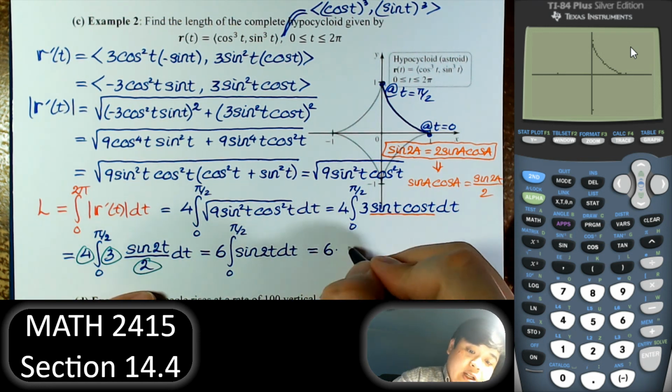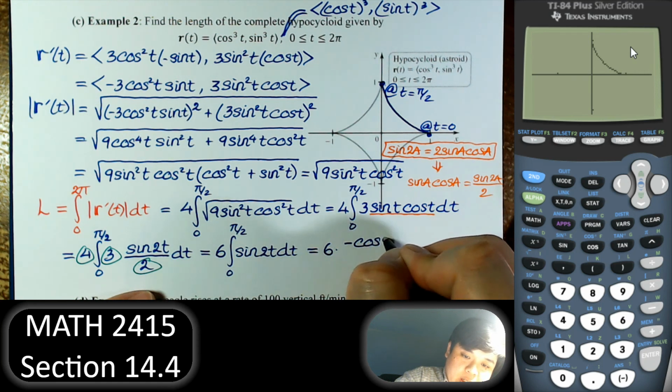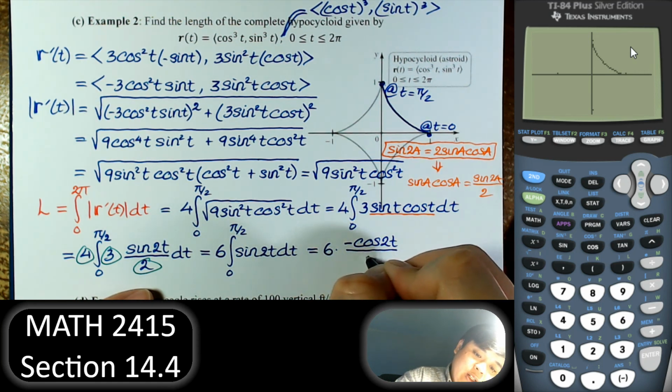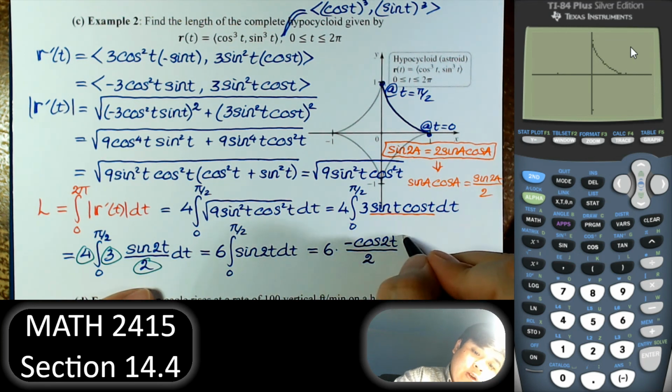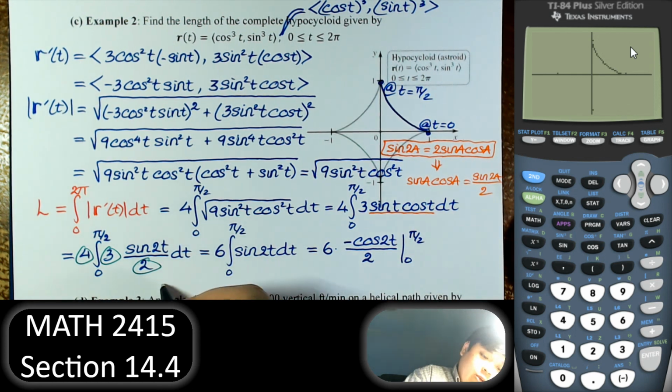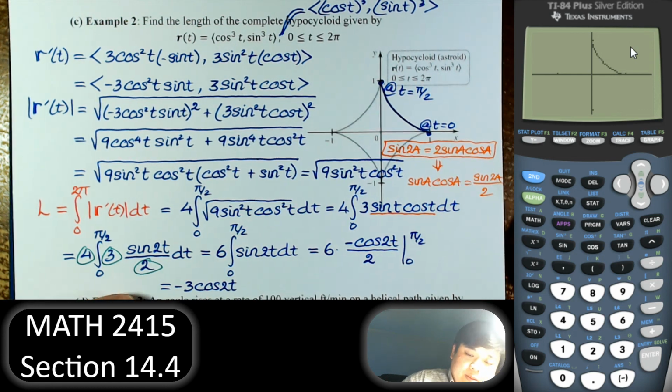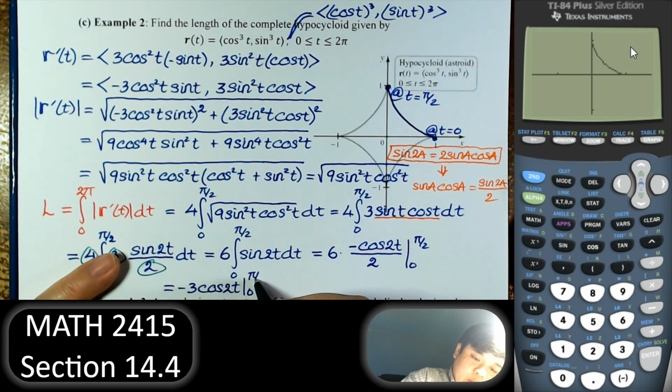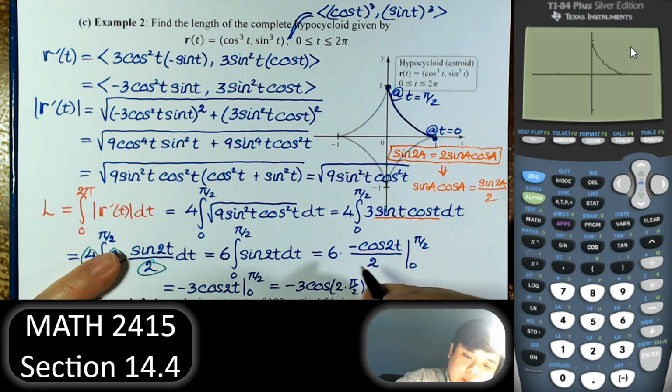The integral of sine 2t is negative cosine 2t divided by the coefficient of t, 2, from 0 to pi over 2. The negatives cancel out. That gives us negative 3 cosine of 2t from 0 to pi over 2. Right, negative 3 cosine of 2 times pi over 2, minus a negative 3 cosine of 0, 2 times 0.